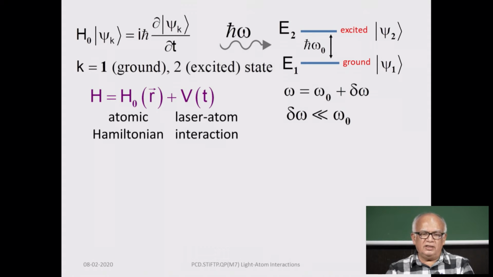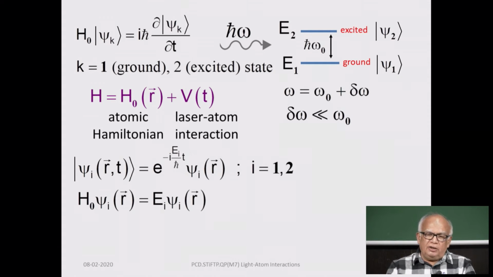So, you have got a laser atom interaction, and the energy of the photon may be tuned exactly to the energy difference between the two levels, which will be sharply resonant, or else omega may be slightly different from omega 0 by a difference delta omega. But we will consider those cases when delta omega is very small, so that the interaction is at an energy of the electromagnetic field which is very close to the resonant energy difference between the two states.